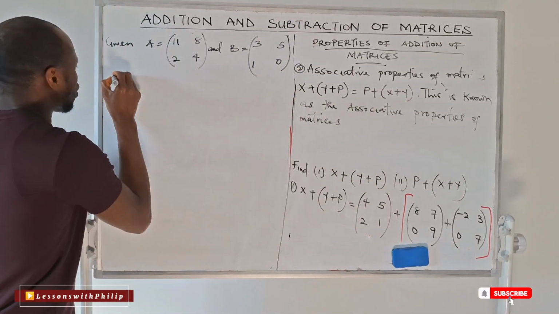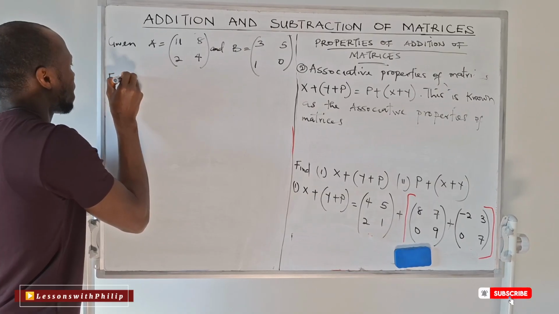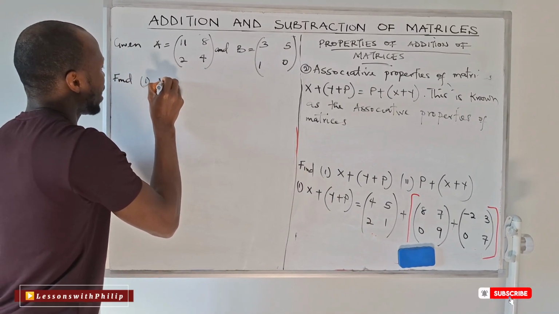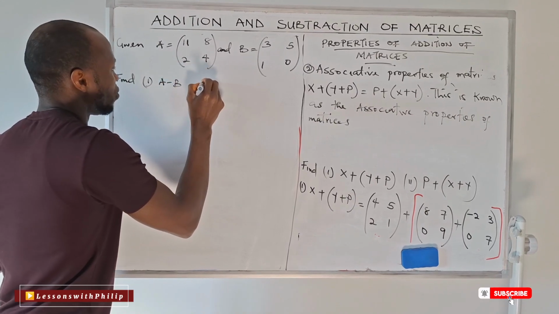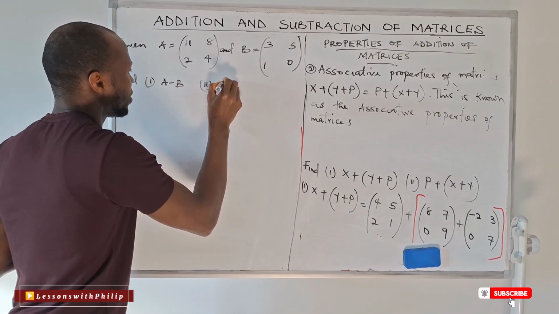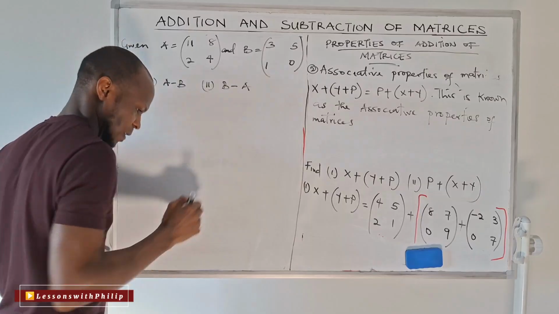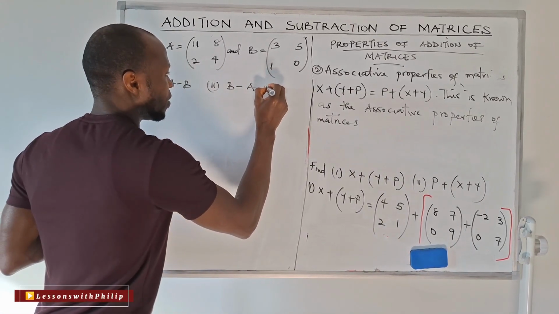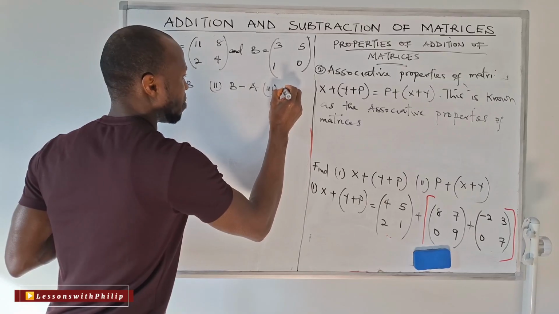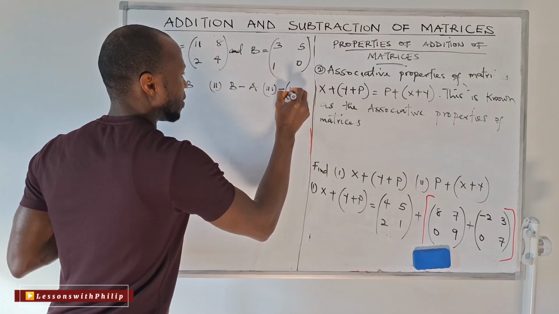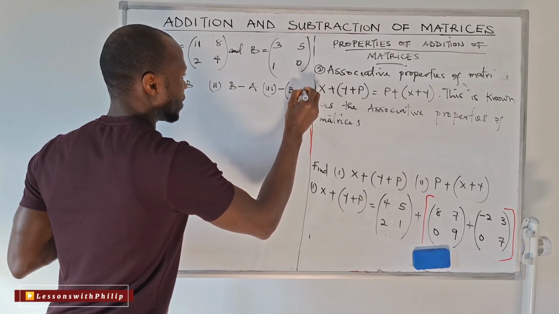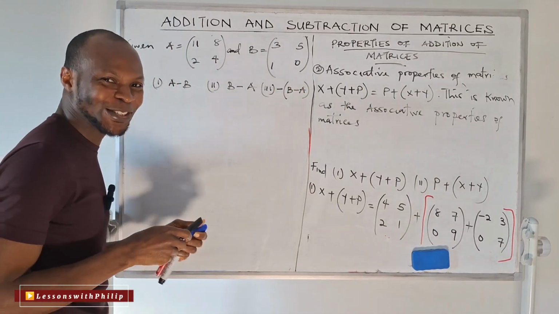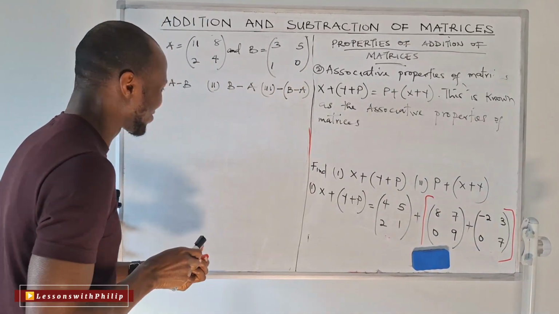Okay? Assuming we have to find: Roman figure 1, we have to find A minus B. Roman figure 2, we have to find B minus A. All right? And Roman figure 3, you have to find minus into brackets B minus A. Okay? We're going somewhere. You don't need to panic. Don't panic. There's no need to panic.